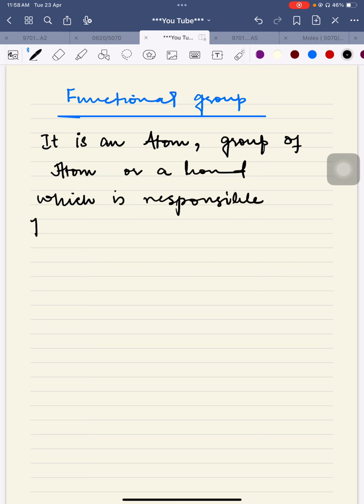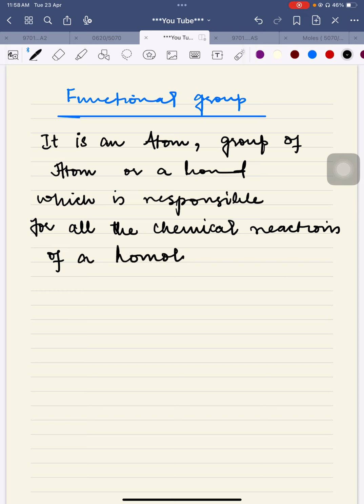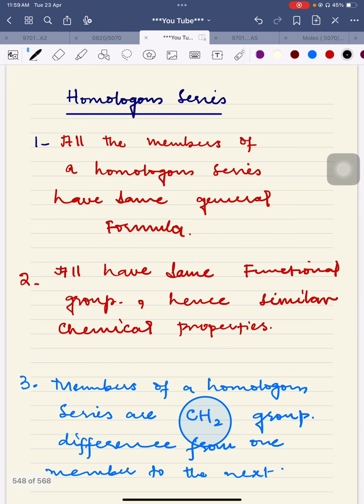which is responsible for all the chemical reactions of a homologous series. So every homologous series will have a separate specific functional group as well. It will not happen that they are sharing the functional group with each other. No, every homologous series will have a specific type of functional group. Is that okay right now? So this is all about the functional group and the general formula.